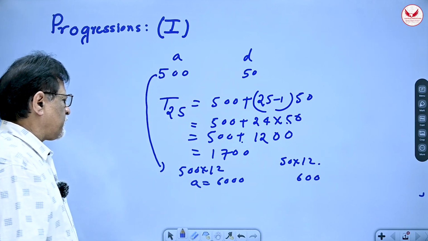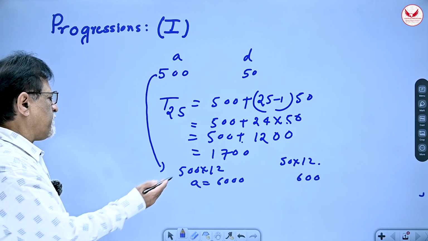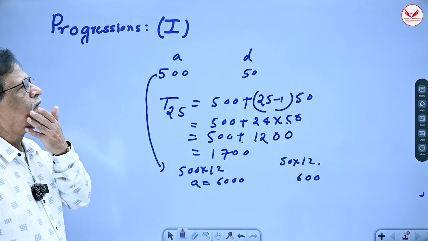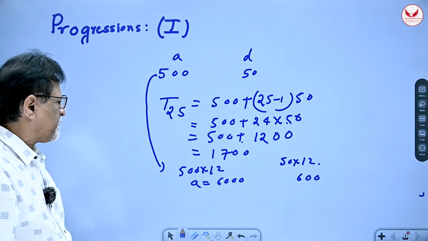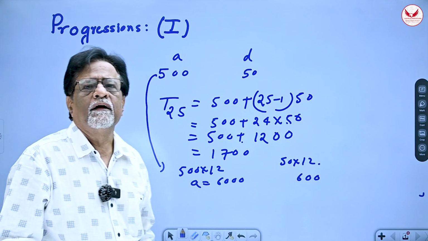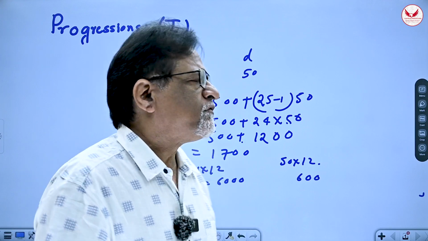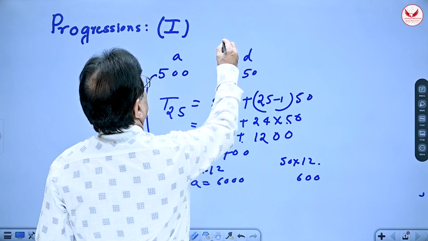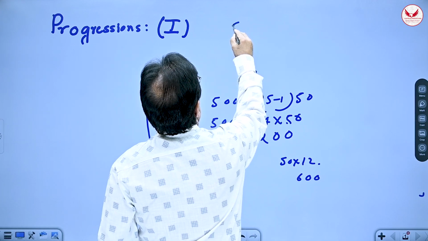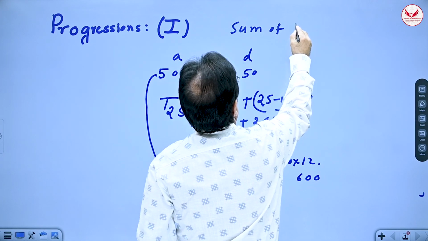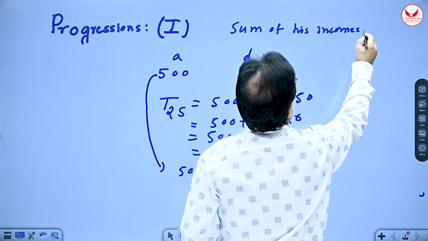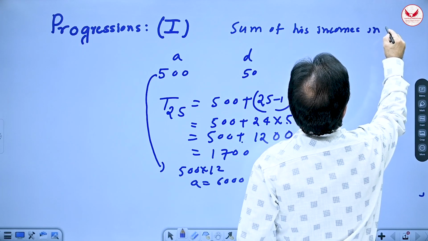Okay. So this is roughly the calculation. And if he works for 25 years, then we can always find out his annual income at the 25th year. But we are not interested in that. Throughout his lifetime, how much income he will earn. That means we will have to add all these terms. That means we have to find out sum of his incomes in 25 years.